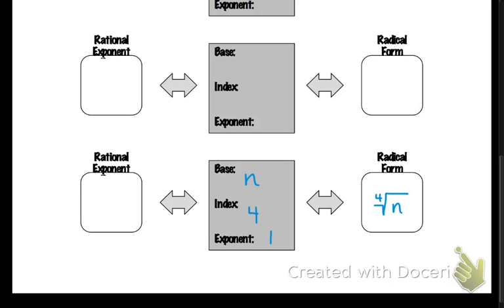Now remember, the index tells us our denominator, and the exponent tells us our numerator. So when we go to write this in rational exponent form, we're going to start with our base, that's n. The denominator is going to be 4, and then the exponent is going to be 1. So that would be n to the 1/4 power. So I hope you are well versed now in rewriting.